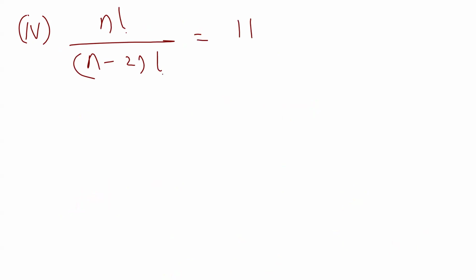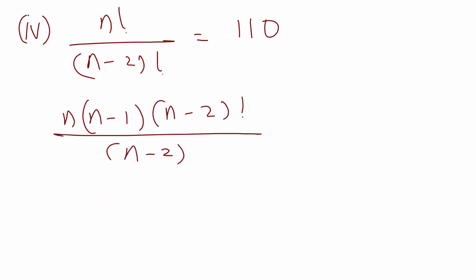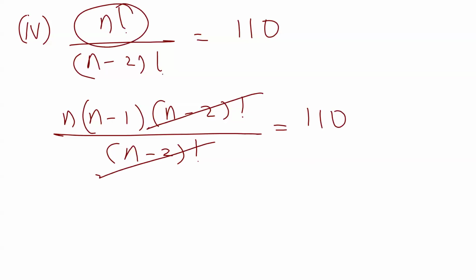Next one. Fourth. N factorial divided by n minus 2 factorial is equal to 110. n, n minus 1, n minus 2 factorial divided by n minus 2 factorial is equal to 110. By the way, I reduced n because out of n and n minus 2, n is the bigger term. So I reduced n till n minus 2 and I stopped at n minus 2 because down it is n minus 2. Now these are two consecutive terms. So right hand side also I'll make two consecutive terms.